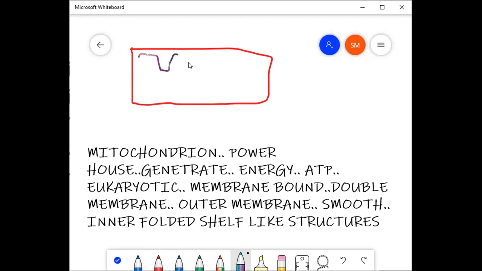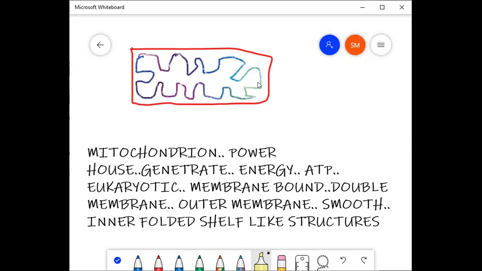It spreads out like this, and this is folded. Okay, this layer of the mitochondria, what is it? It is folded. And these folded shelf-like structures are the inner membrane. These shelf-like structures are called the cristae.